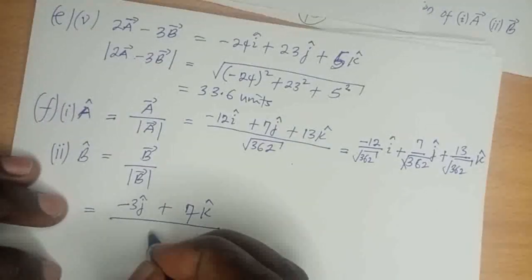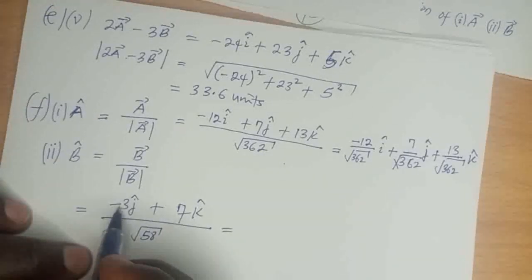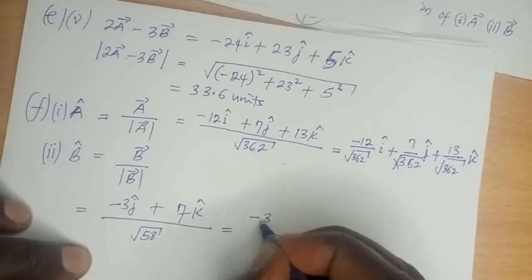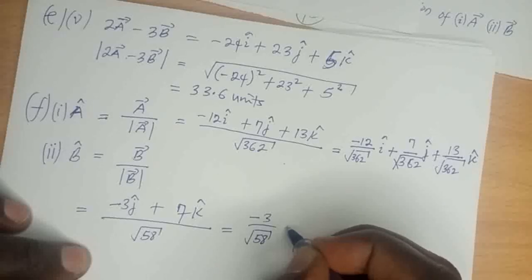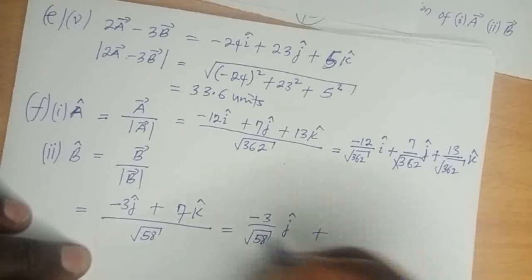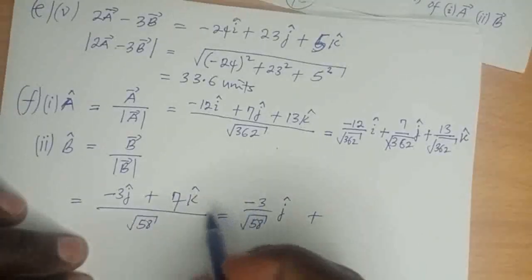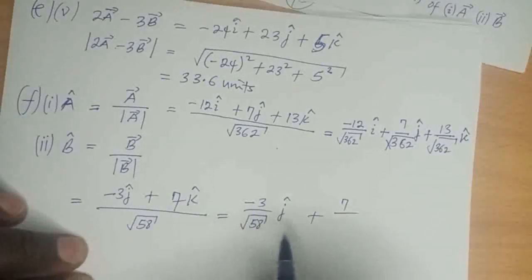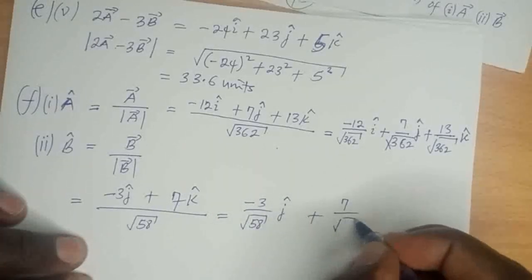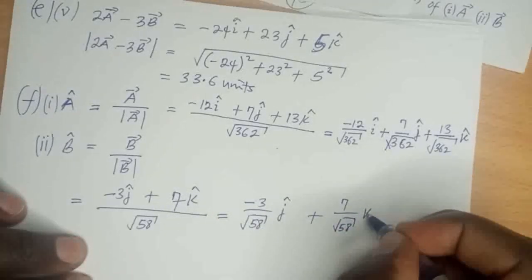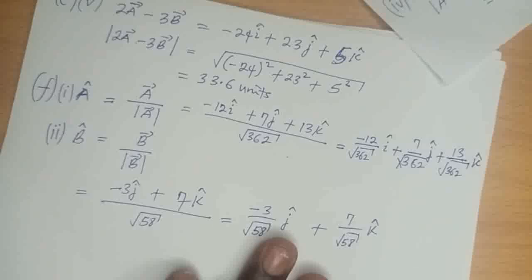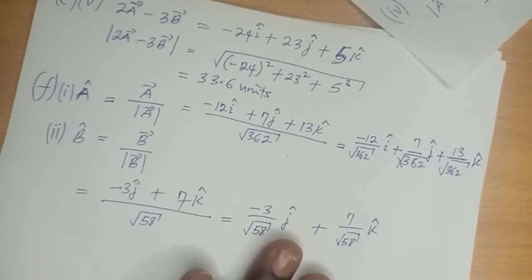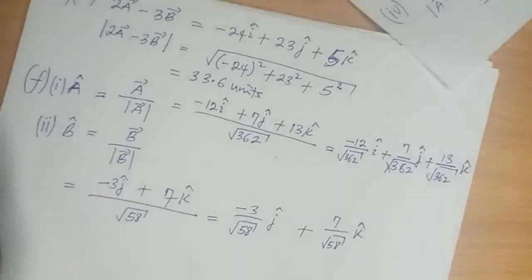So we have square root of 58 here, and then as usual we will take this and divide it by this, so we have minus 3 divided by square root of 58, and this is our j cap, then plus 7 divided by square root of 58, and this is our k cap. You see, with this we have completely solved problem 5 with the extra questions added to help you understand the physics of vectors.